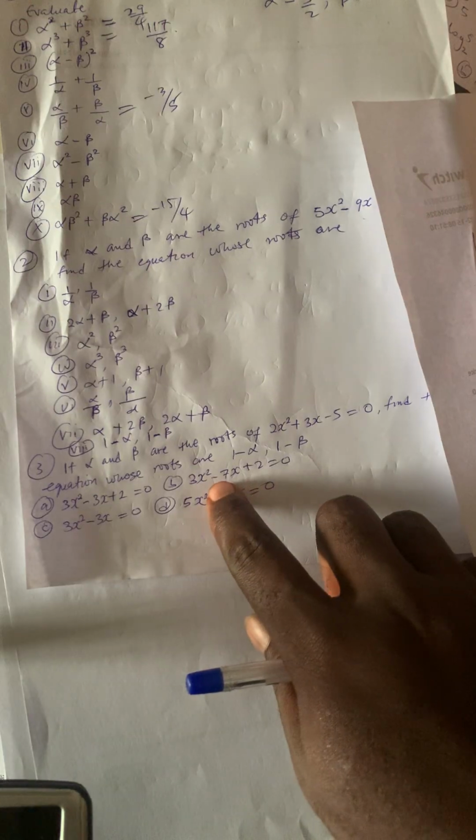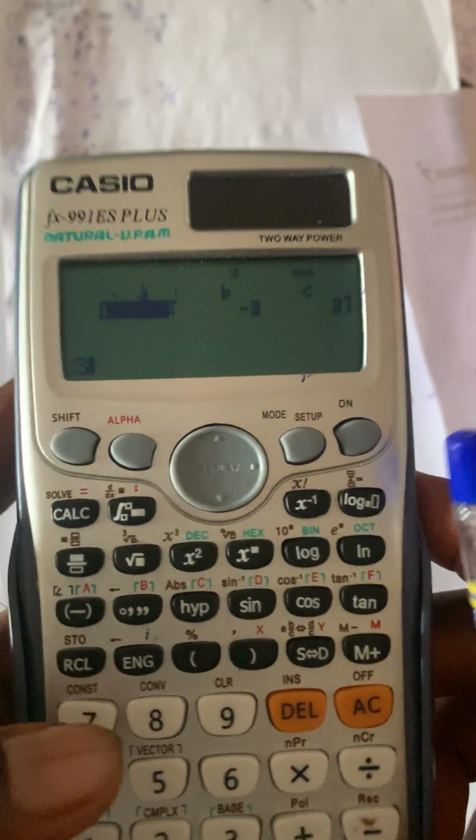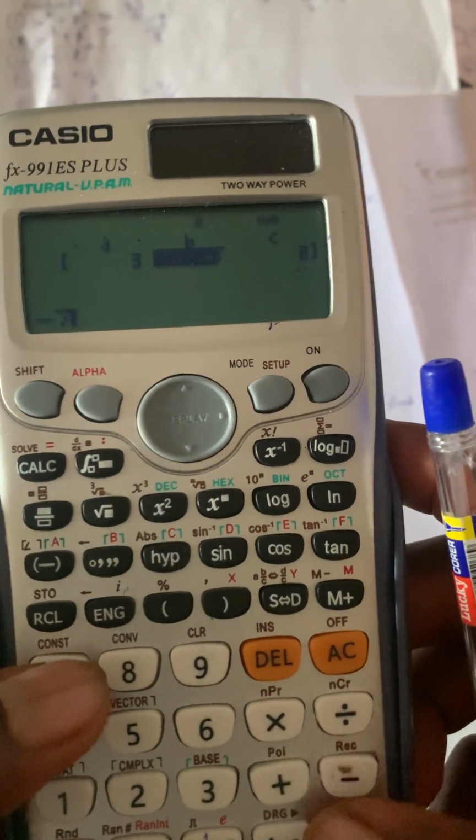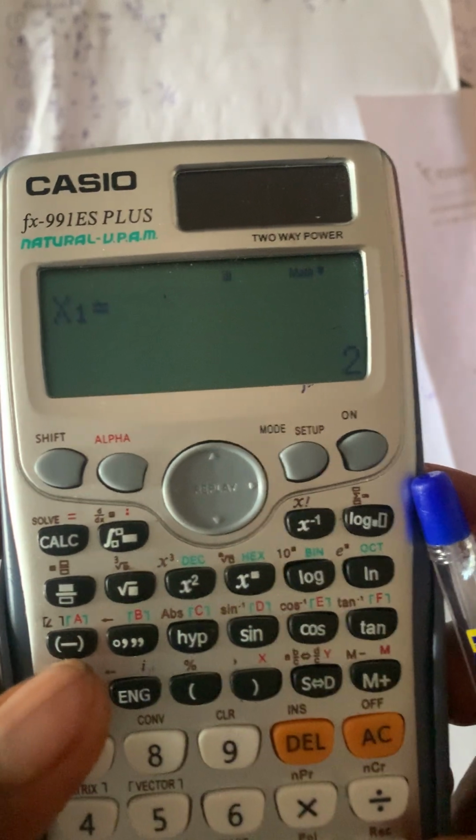We go again. This one is 3s squared minus 7s plus 2, which means the second option. So let's go there. That means 3 equal to, minus 7 equal to, then 2 equal to, another equal to. So it gave me that x1 is 2. No, I'm looking for 0 and 7 over 2. So that one is not the answer.